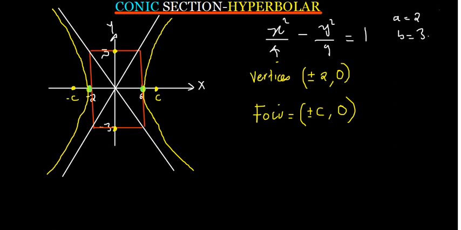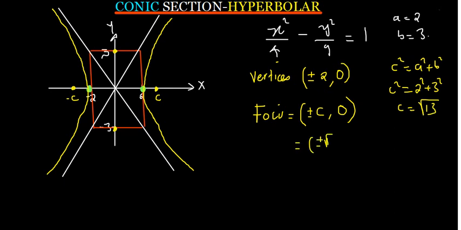Now how do you find c? For an ellipse we said c squared is equal to a squared minus b squared. But for a hyperbola, c squared is going to be a squared plus b squared. So a we've seen we found 2 squared, b we found 3 squared. So this is going to give us 2 squared is 4, 3 squared is 9. So this is going to give us 13. So that will be square root of 13. So that is the foci. Positive or negative square root of 13, comma 0. So this is it for this problem.